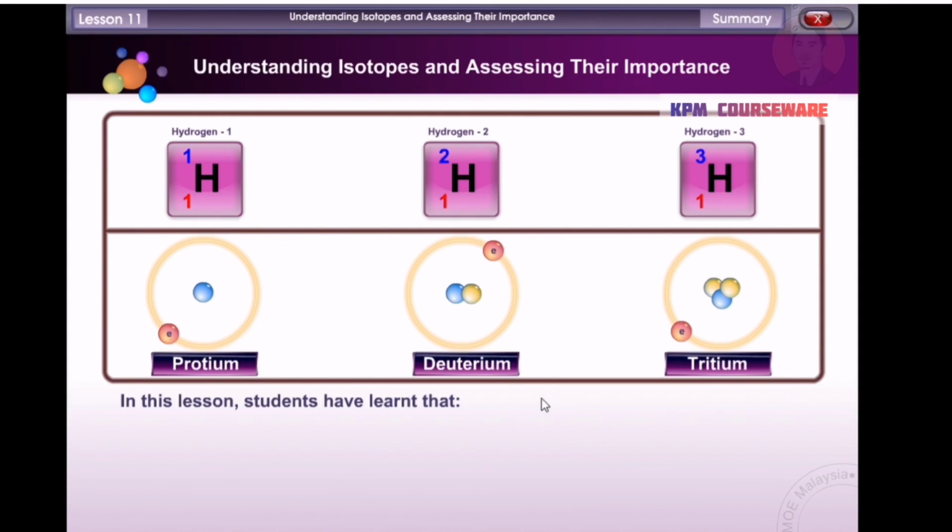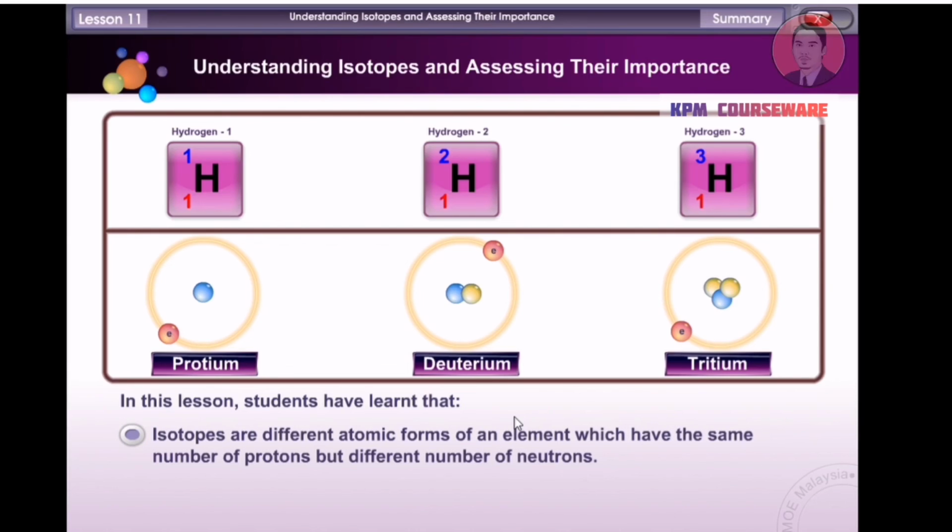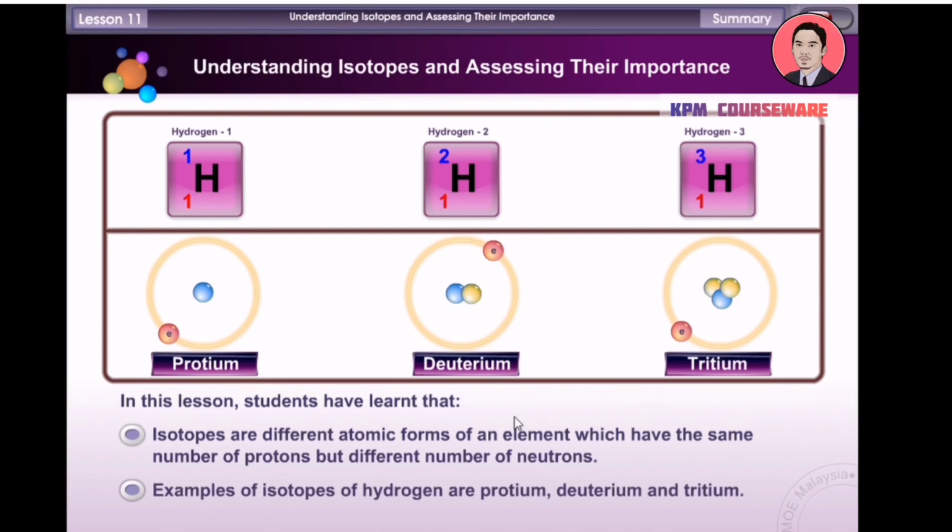In this lesson, students have learned that isotopes are different atomic forms of an element which have the same number of protons but different number of neutrons. Examples of isotopes of hydrogen are protium, deuterium, and tritium. Some uses of isotopes are in medicine, archaeology, industry, and agricultural.